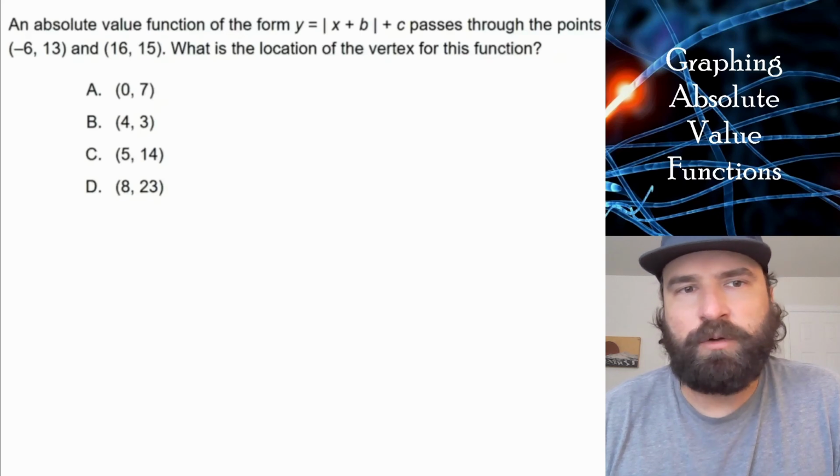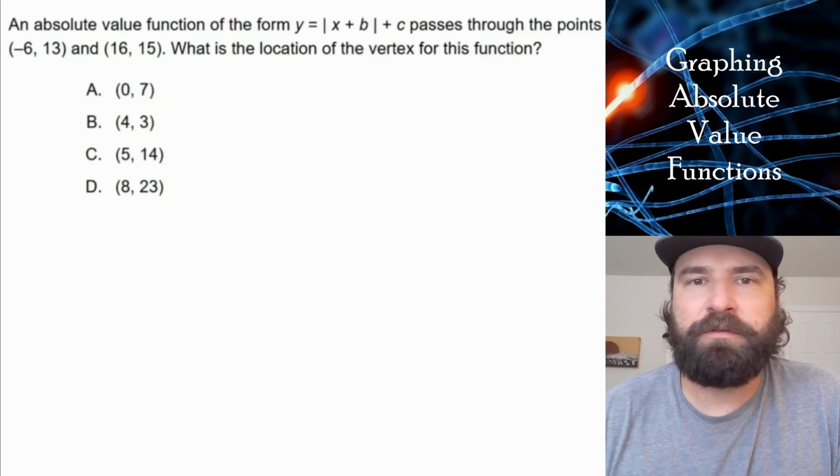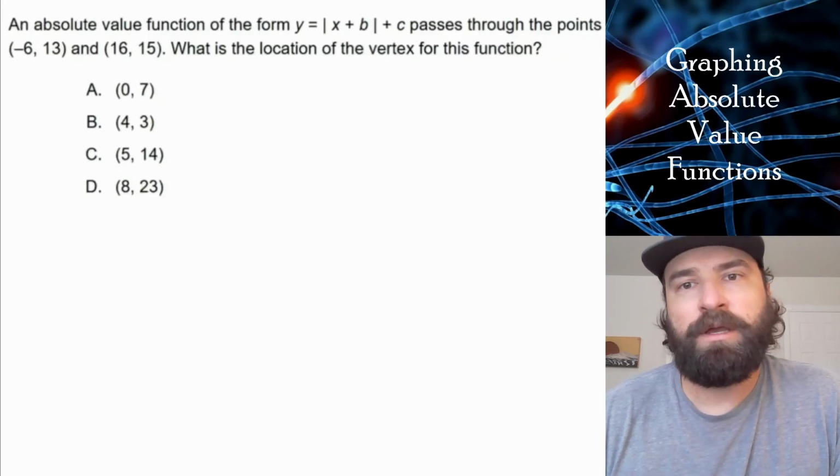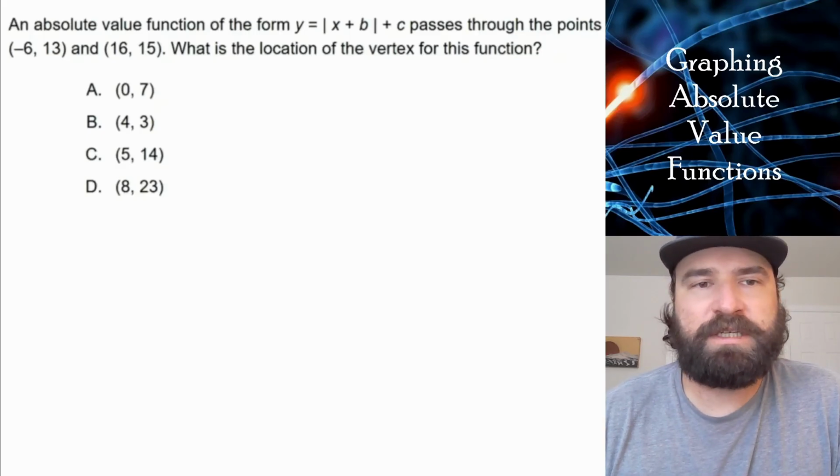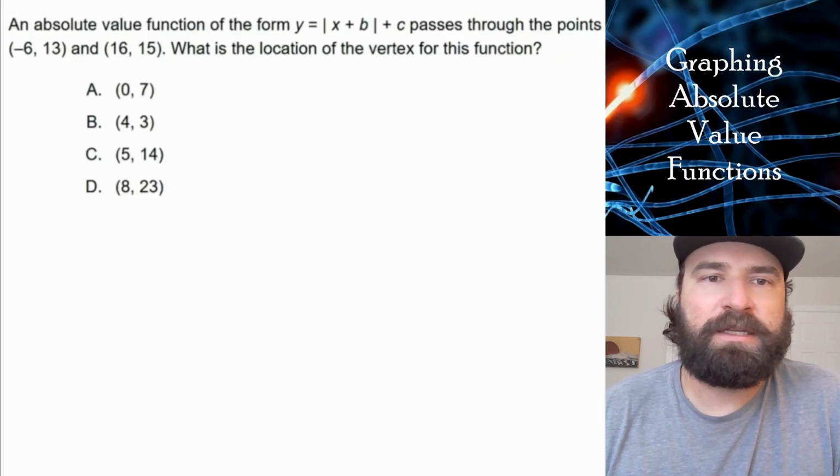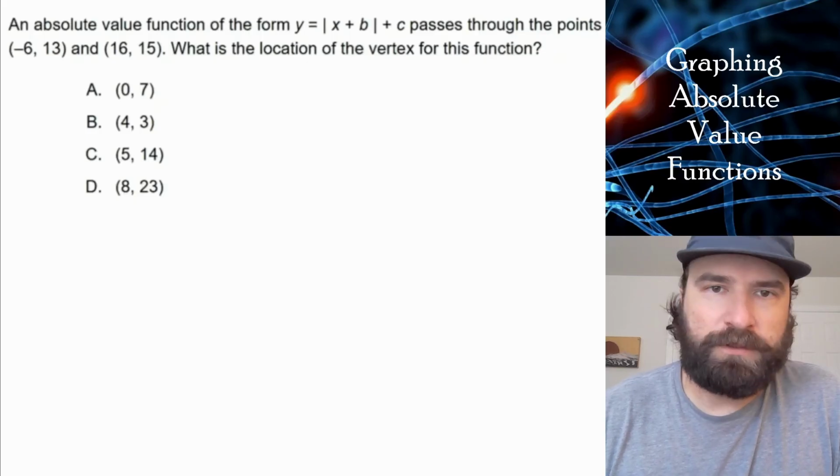All right, let's crush an MTEL question. This one says an absolute value function of the form y equals absolute value of x plus b plus c passes through the points negative 6, 13, and 16, 15. What is the location of the vertex for this function?